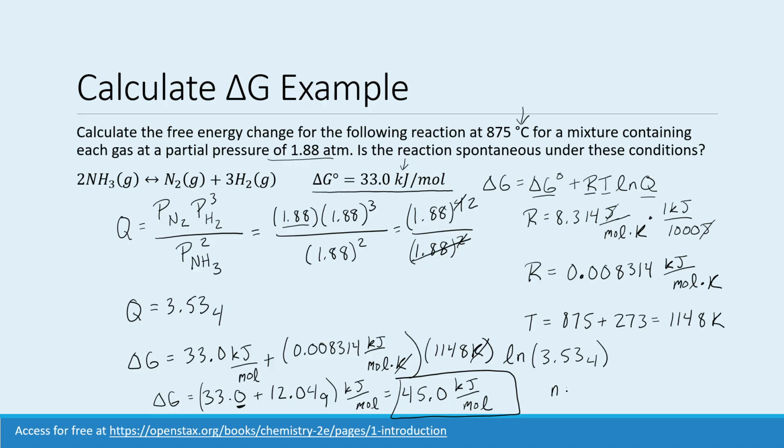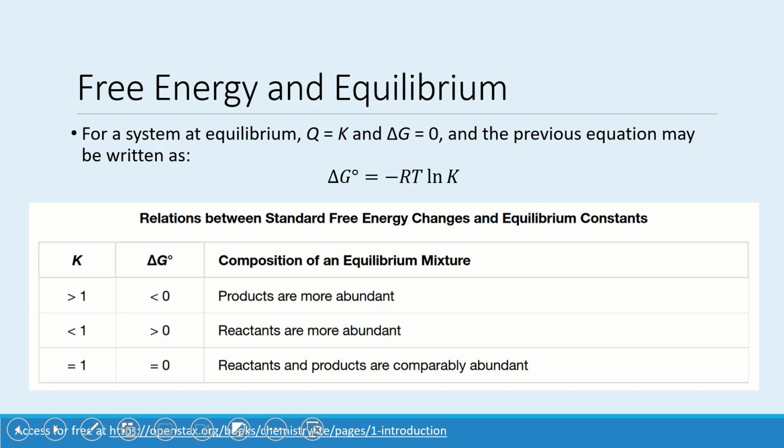And so they ask, is this reaction spontaneous under these conditions? Of course, delta G is positive. That is what tells us whether it's spontaneous or not. And so this is a non-spontaneous reaction at the conditions given.